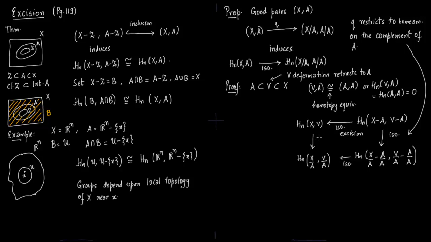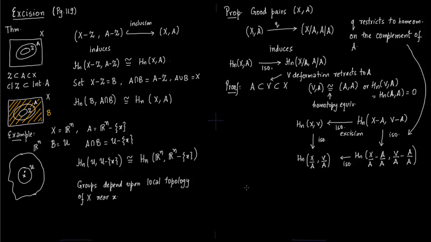Now this arrow from Hn(X, V) to Hn(X/A, V/A) is induced by the quotient map, but this arrow is an isomorphism because we have a commutative diagram and the other three arrows are isomorphisms. So this fourth arrow induced by the quotient map also has to be an isomorphism.